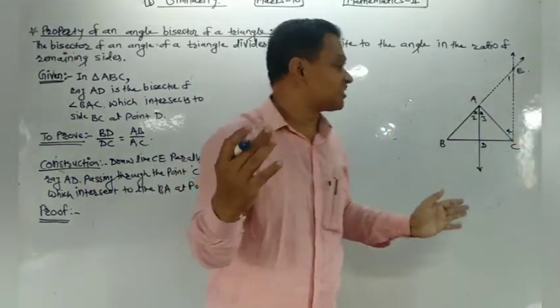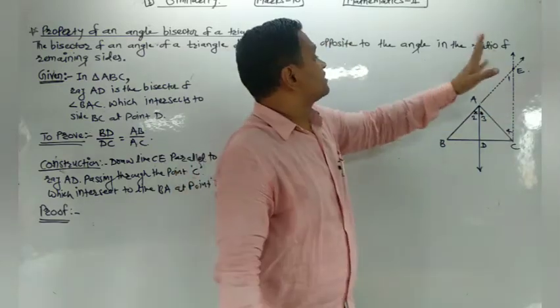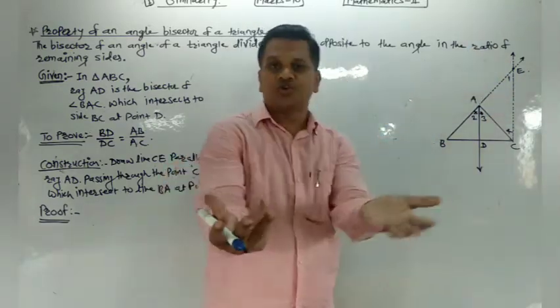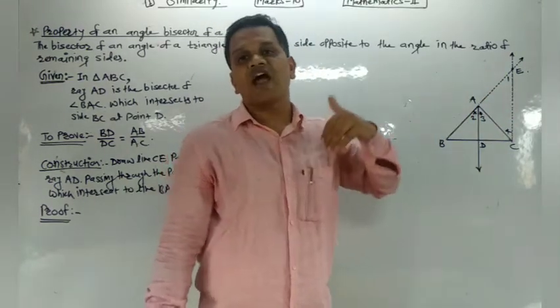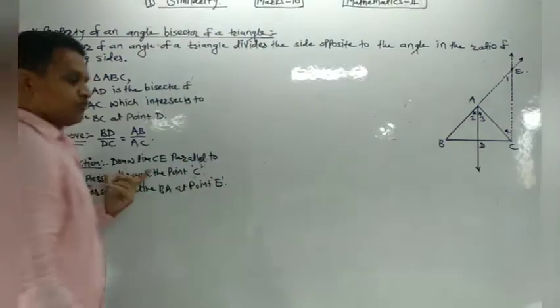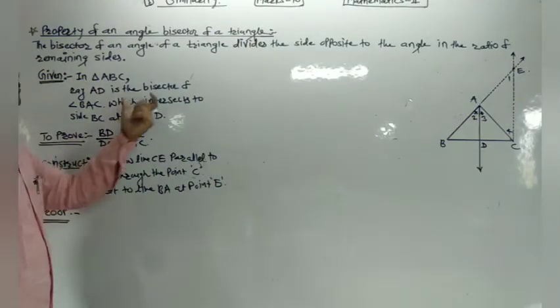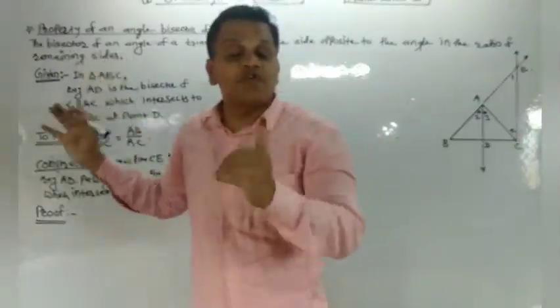Then by the BPT we say that BD by DC is equal to BA by AE. And instead of this AE we can substitute AC. We can write AC. Hence we get the proof. Understand? BD by DC is equal to AB by AC. This is the central idea of the angle bisector property of a triangle.